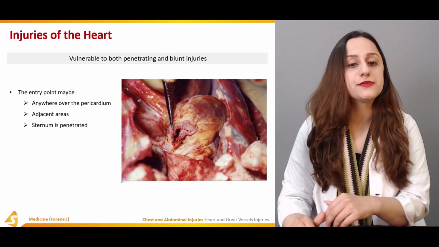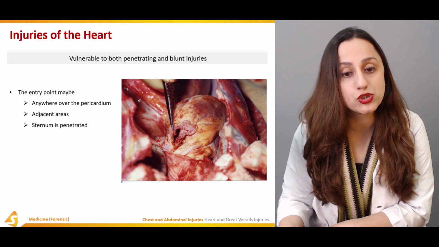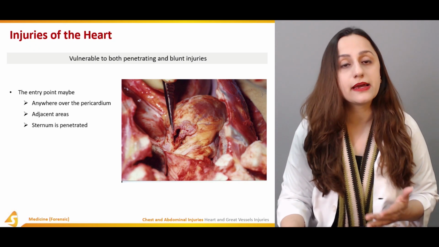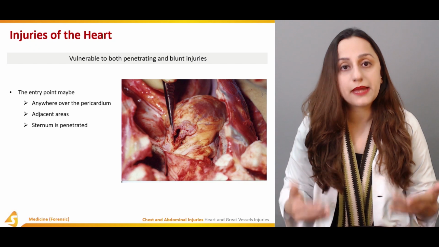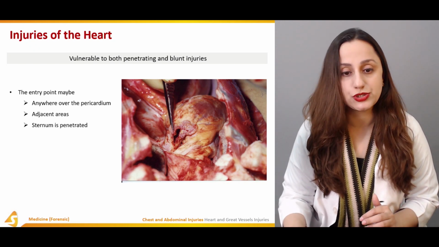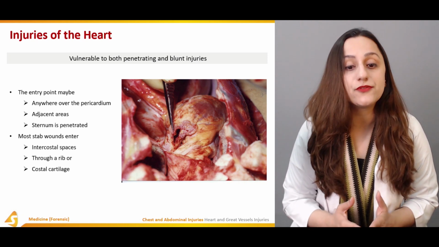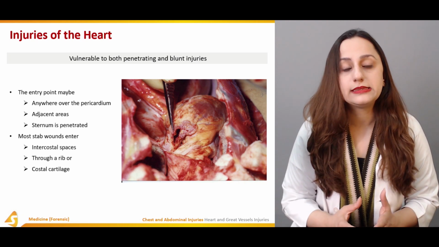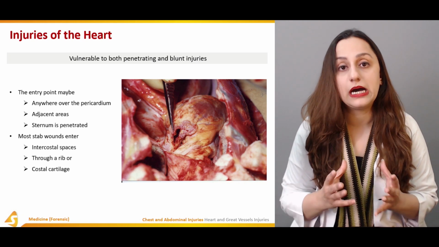Basically, the entry point may be anywhere over the pericardium, and the adjacent areas can also be involved. The sternum can be penetrated in a lot of cases. The ribs, as I was saying, are the main protective case, so they can be damaged, and again the heart will be in a vulnerable position. Most stab wounds enter through the intercostal spaces, a rib, or the costal cartilages. These are the most vulnerable entry points whenever the heart is injured.